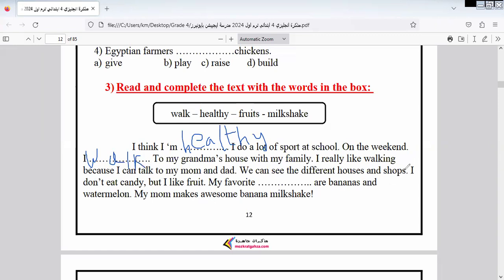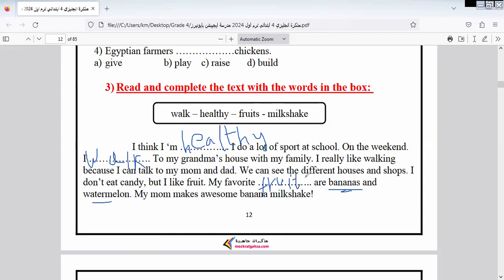We can see different houses and shops. I don't eat candy, but I like fruit. My favorite fruits are bananas and watermelon. So watermelon and bananas. What is the type of this food? It's fruits. So the answer will be my favorite fruits. Okay, my favorite fruit.